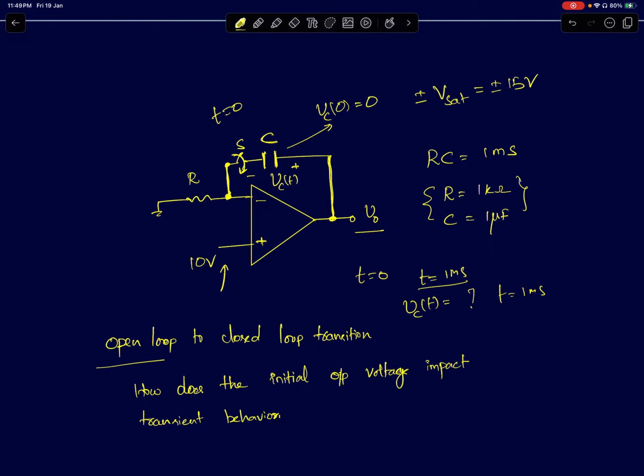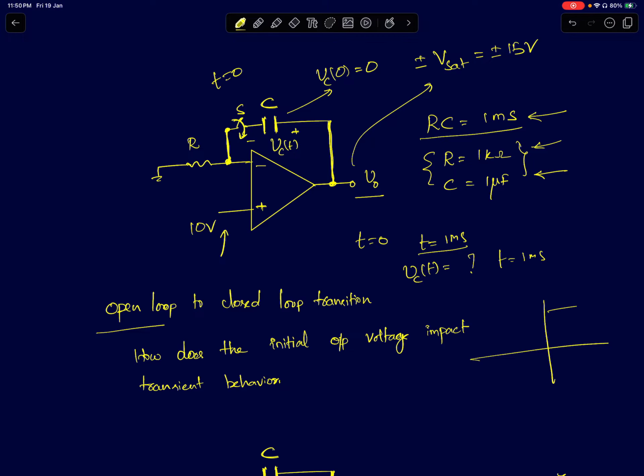And it's given that the RC product, R into C, which we'll call the time constant in the circuit, is 1 millisecond. I don't exactly recall the values of R and C, but I'm assuming it's 1 kilo ohm and 1 microfarad. So the product is 1 millisecond. It's also given the op-amp's saturation voltages are plus minus 15 volts. So max it can go to plus 15 and minimum it can go to minus 15. So the op-amp is assumed to be an ideal op-amp. So the characteristics is going to look something like this. So plus 15 and minus 15.